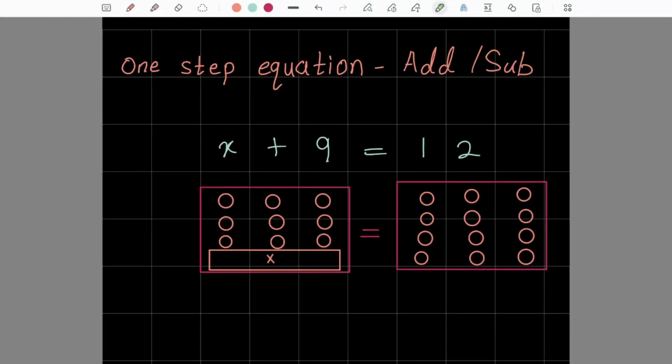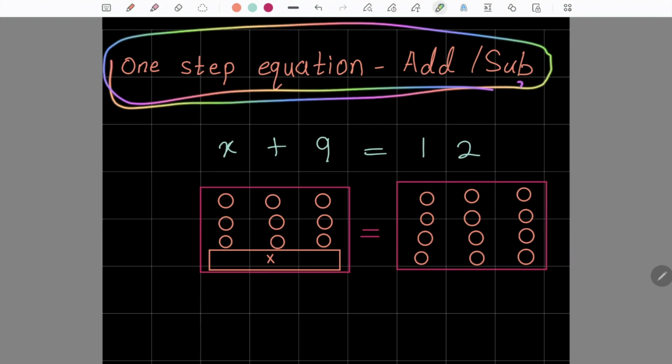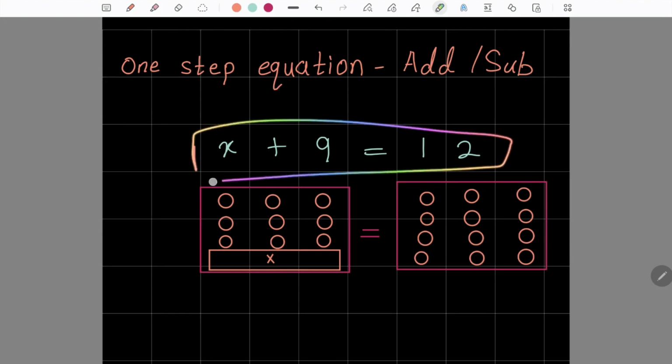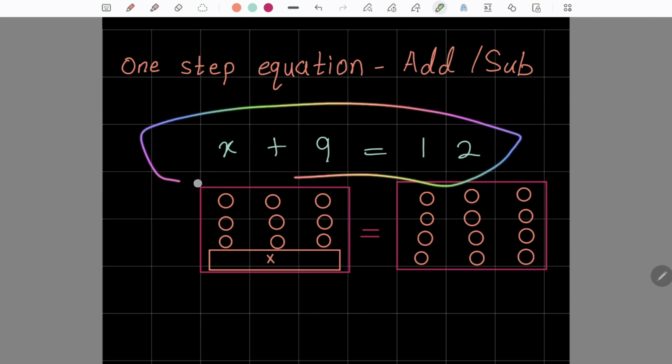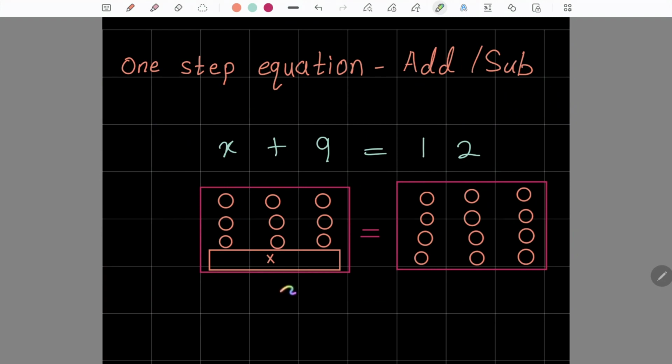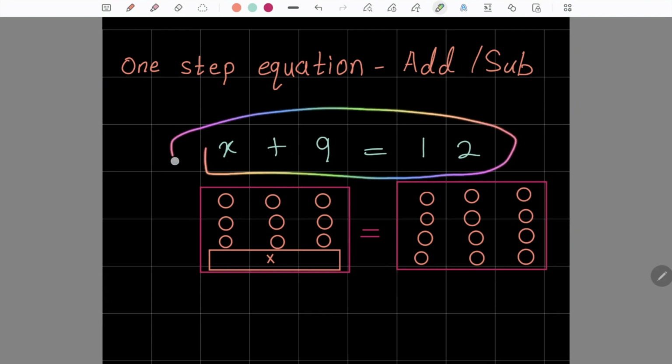Hello, welcome back. So in today's lesson, let's learn one-step equations for addition and subtraction. Before we check how we solve this problem by numbers, let's see what exactly is happening in this equation. So this is a conceptual explanation. Look at this picture. It shows a one-step equation using blocks, which are circles. At the top, we have the equation x plus 9 equals 12.